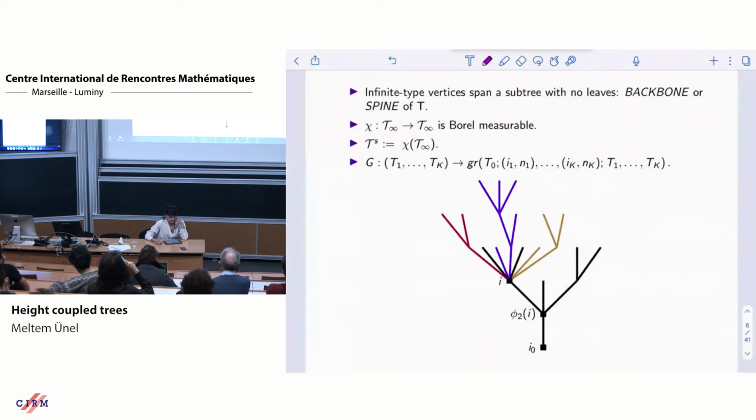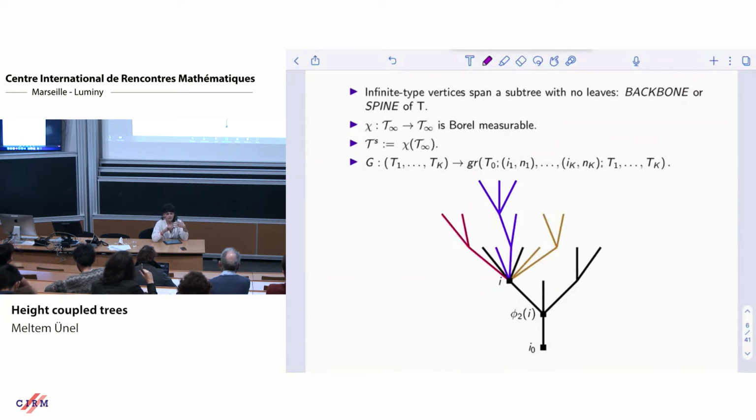Okay, these were all very well known to everybody, I guess. So I'm going to define what a backbone or a spine is. This is going to be important for the second part of the talk. In every infinite tree, there are two types of vertices: infinite type ones and finite type ones.